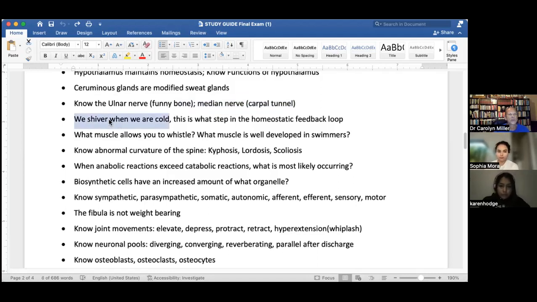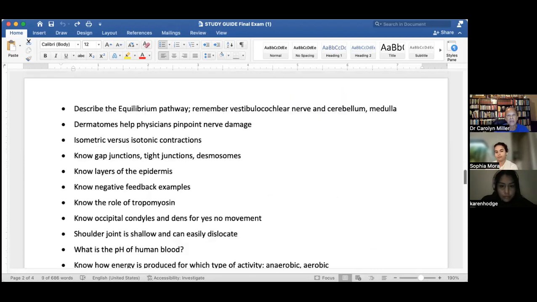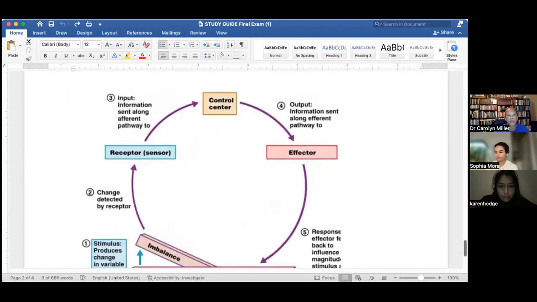We shiver when we are cold. This is what step on the homeostatic feedback loop? And you told me in class, here is the homeostatic feedback loop.